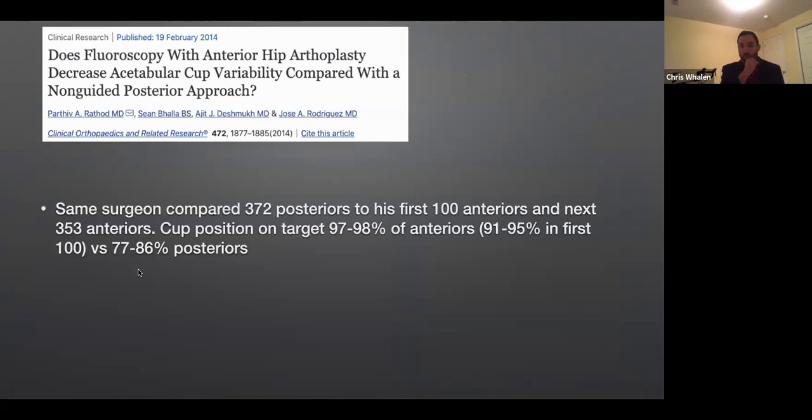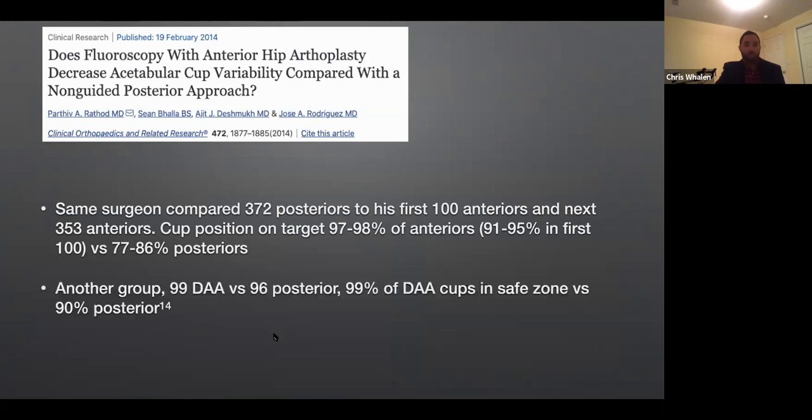Does the fluoro matter compared to a non-guided posterior approach? Yeah, it did a little better, 97, 98% in target versus 77 to 86%. Another group, 99% versus 90%.